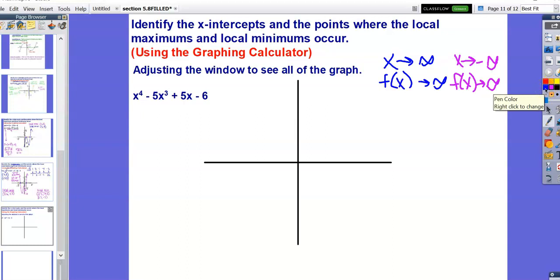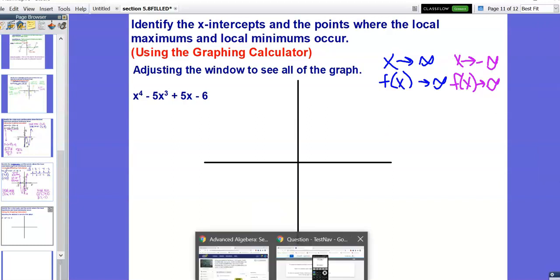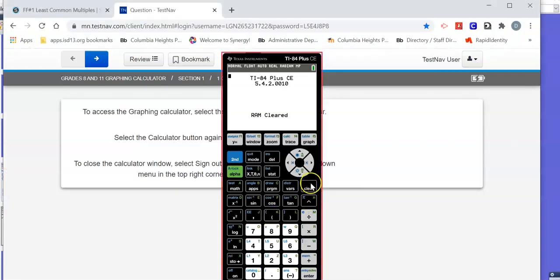This is a degree 4 polynomial, so we can have at most 4 zeros. Or I should say we could have 4 zeros. Whether or not they are real or complex is a different story. So let's go ahead and graph this equation to see what we get. Pull up the graphing calculator. We'll go ahead and type in the equation. Then you can go ahead and hit graph.